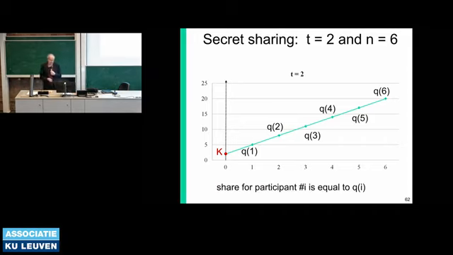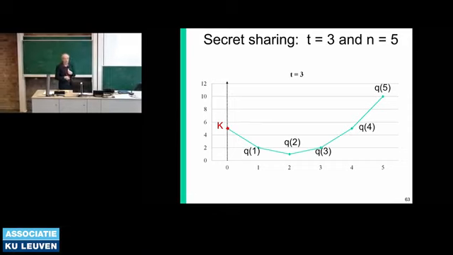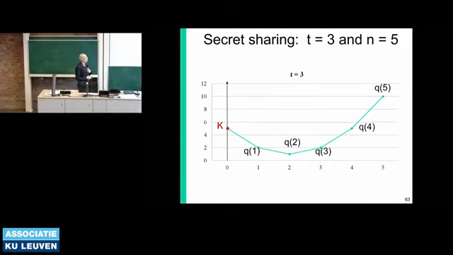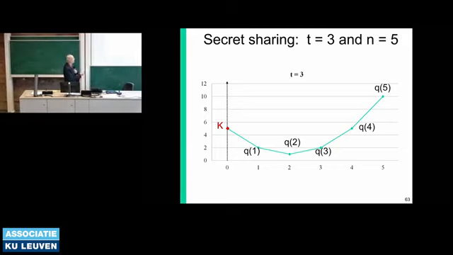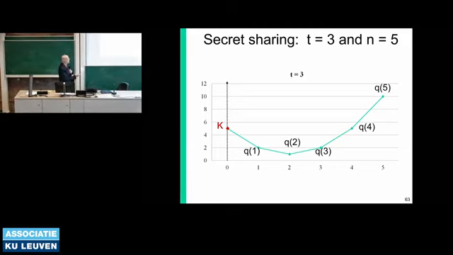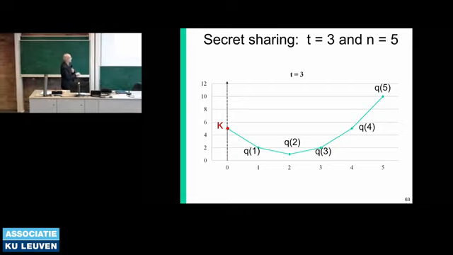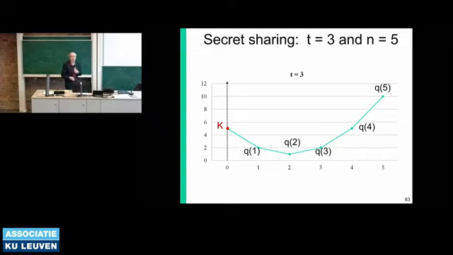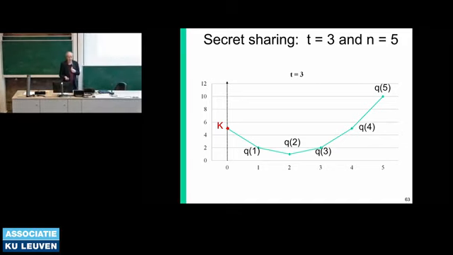So here is what happens if you want t equal 3. This is the scheme used by this financial institution. Then you need a parabola. You choose a parabola, and you make sure that the constant term of the parabola is the intersection with the y-axis. Then you give everybody their point, and now you need 3 points on the parabola to reconstruct the parabola, and then you can find the intersection point. If you have only 2 points, you again have no idea what the value is.